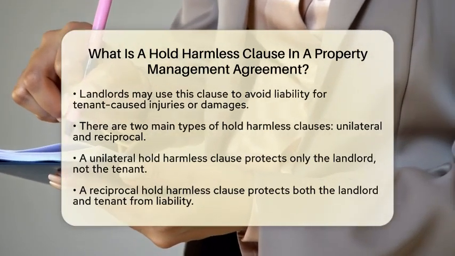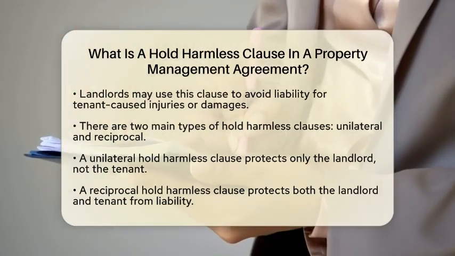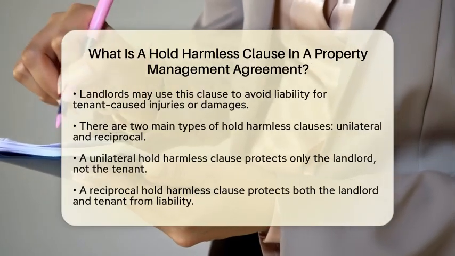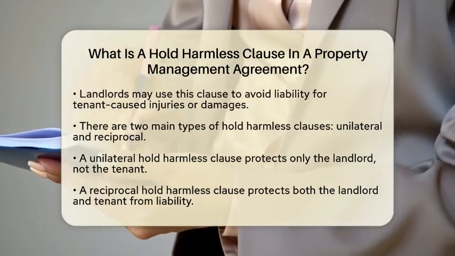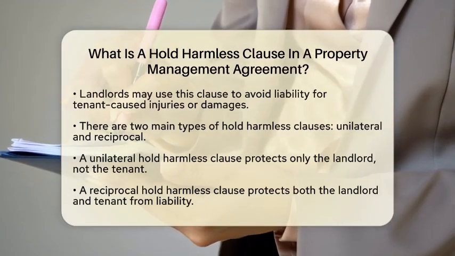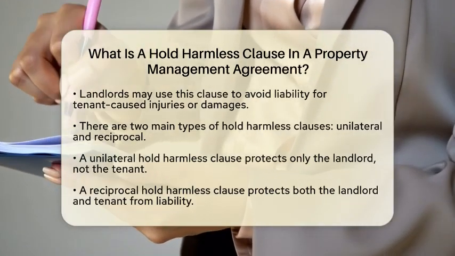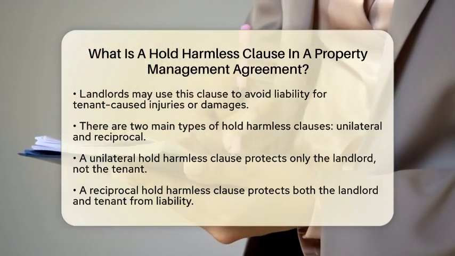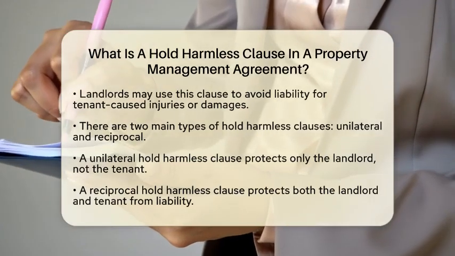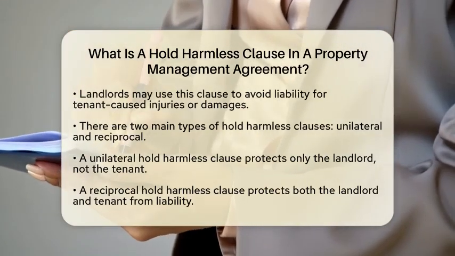The first is the unilateral hold harmless clause. This type protects only one party, typically the landlord. For instance, a landlord may require a tenant to sign this clause, which protects the landlord from liability but does not offer the same protection to the tenant.